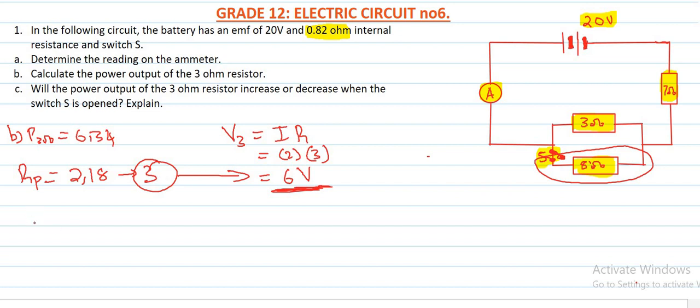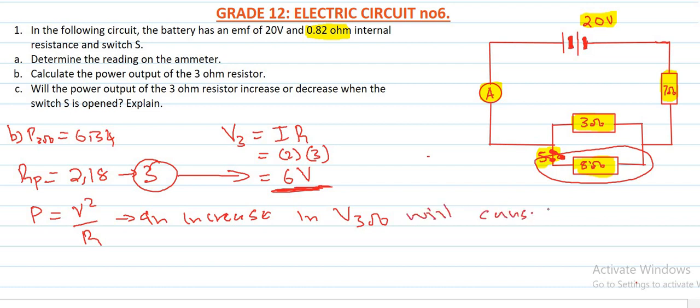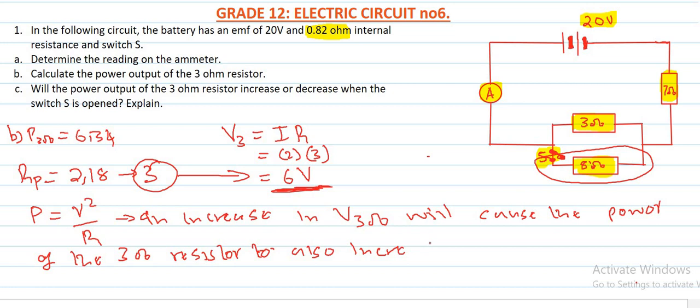And according to our equation of power, power is given by V squared over R. An increase in the voltage of the 3 ohm resistor will cause the power of the 3 ohm resistor to also increase, because the resistance remains the same, which is constant.